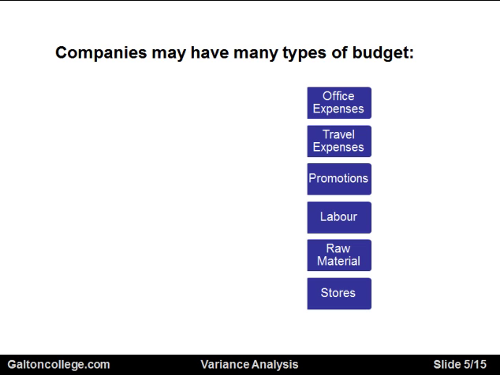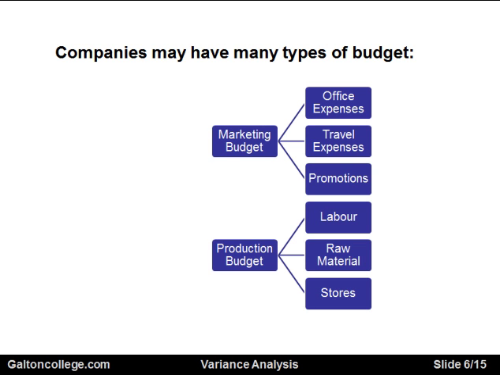Now, companies have many types of budgets, and these are just a few: office expenses, travel expenses, promotions, and so on. In practice there may be many more than this, and the individual budgets may be grouped, for example, into a marketing budget, a production budget, an administrative budget or an R&D budget. So we may have lots of smaller budgets fitting into a bigger budget.